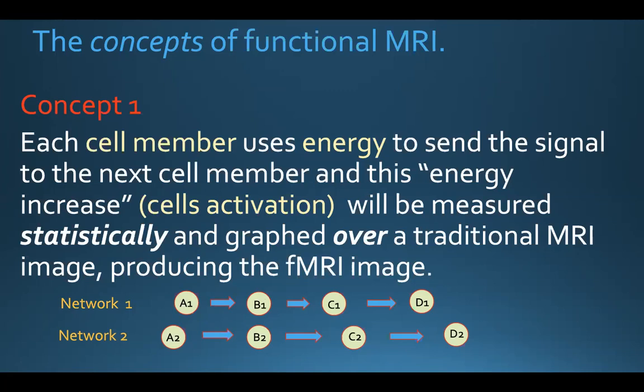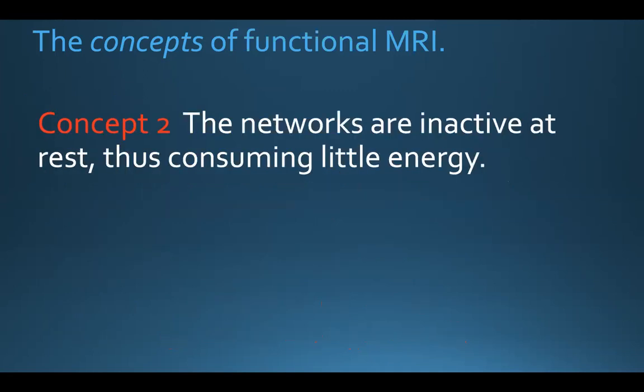Look at the word statistically, italic and bold. It's all depending on numbers, statistics. And it's graphed over a traditional MRI. So it's a photoshopped image where one is a traditional MRI and photoshopped over it is a statistical graph. The two together produce the functional MRI image. So it's important to note that an MRI image is different from functional MRI. Functional MRI is two images overlapping each other, and MRI is not, it's just one image only. That's done by software, like Photoshop is used for pictures.